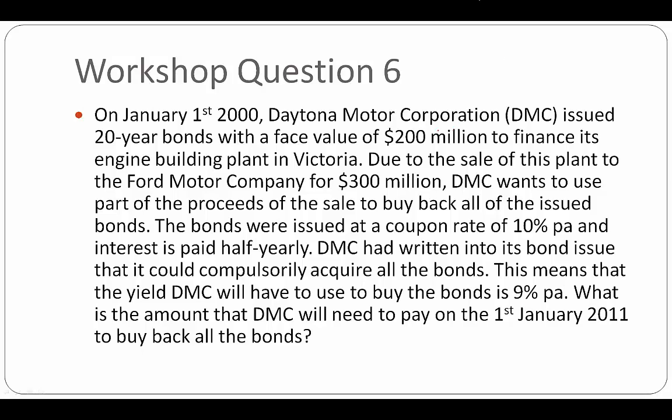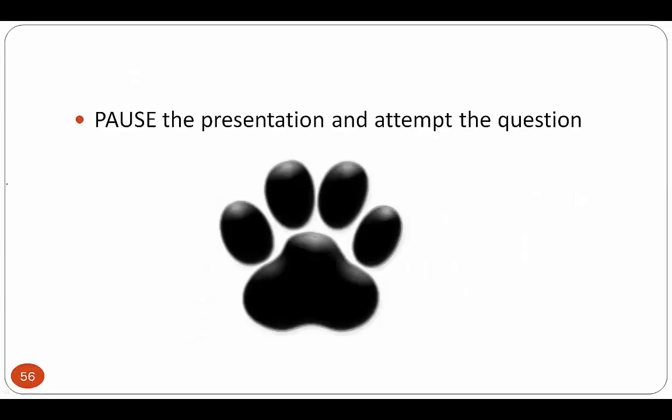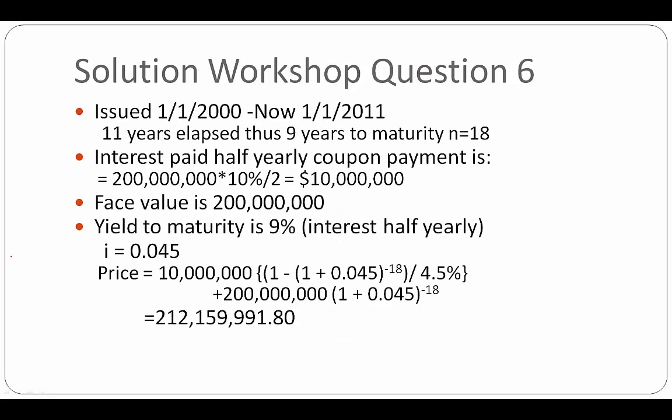So the first thing we've really got to do is work out how many years have elapsed and how many years are remaining. Now, they were 20-year bonds, right? So let's take a little pause. Feel free to press pause and give it a bash. So you either pressed pause and gave it a bash, or you decided to go straight to the answer.